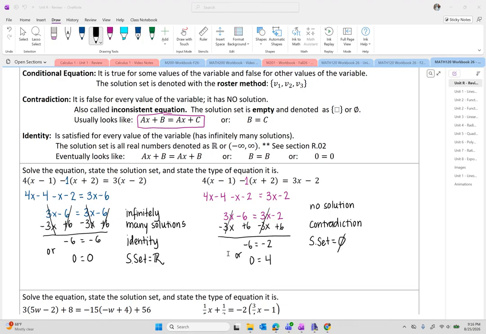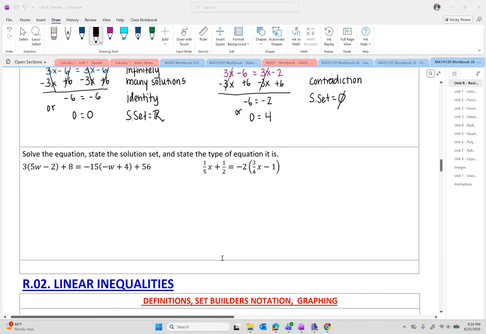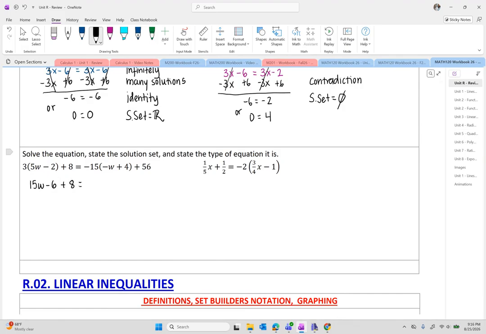Let's try to do a couple more examples. Let's solve the equation on the left. I will distribute the 3. I will get 15w minus 6 plus 8 equals, I will distribute the negative 15. I will get 15w minus 60 plus 56. I will combine like terms on the left. Negative 6 plus 8 is plus 2. I will combine like terms on the right. Negative 60 plus 56 is negative 4.